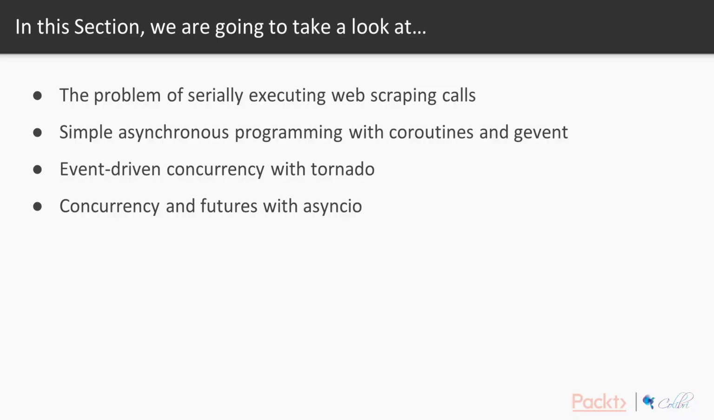So gevent and Tornado are both third-party packages in Python, while asyncio is native to Python if you have Python version 3.4 or above. I don't see why you shouldn't, but obviously sometimes if you work in a corporate environment, the organization is slightly less quick in adopting new Python versions, and you might not be able to use asyncio.